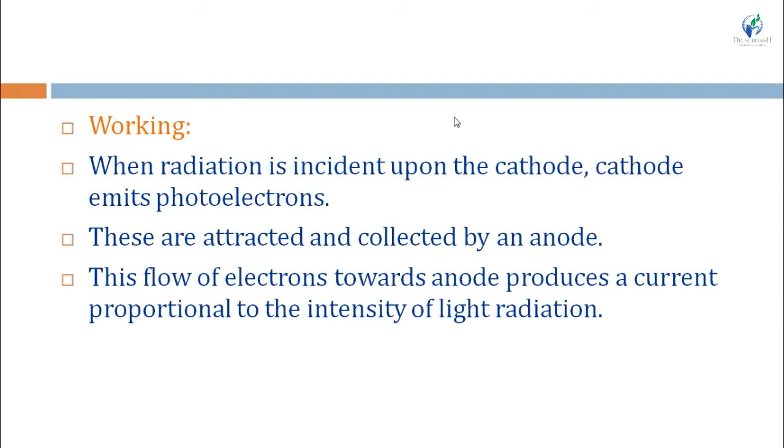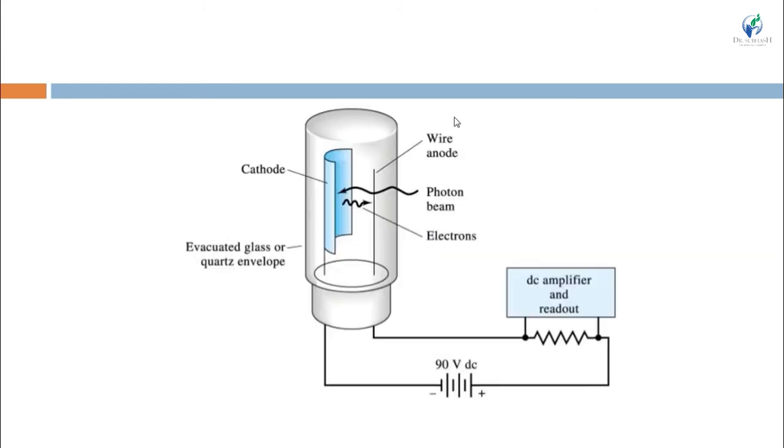Now, how it works: here see, the photon beam is incident upon the cathode. This photon beam means the transmitted radiation coming from the sample. It is incident upon the cathode, so the cathode emits electrons. Right? And these emitted electrons move towards the anode. The cathode emits electrons and the anode accepts those electrons.